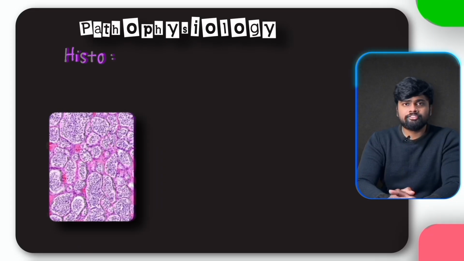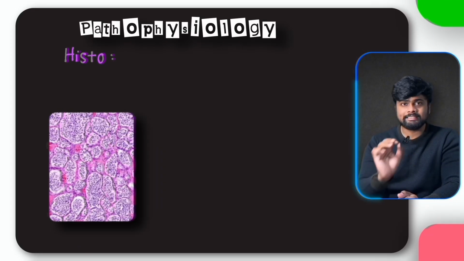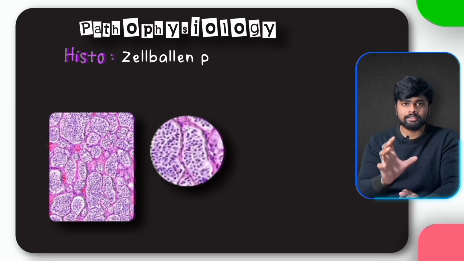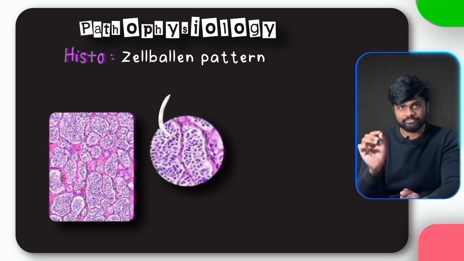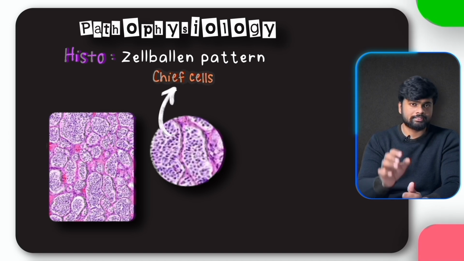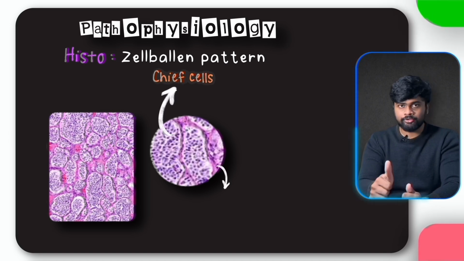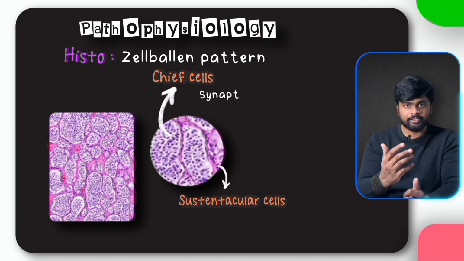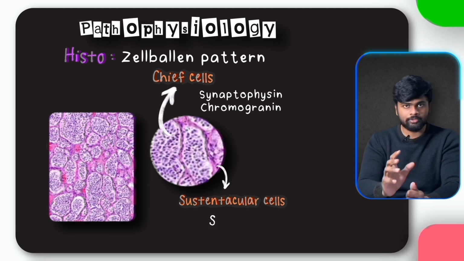Now the histopathology of pheochromocytoma consists of a peculiar Zellballen pattern. This Zellballen pattern consists of central nests of cells called chief cells and peripheral sustentacular cells. These chief cells are rich in synaptophysin and chromogranin, and the peripheral sustentacular cells are rich in S100.